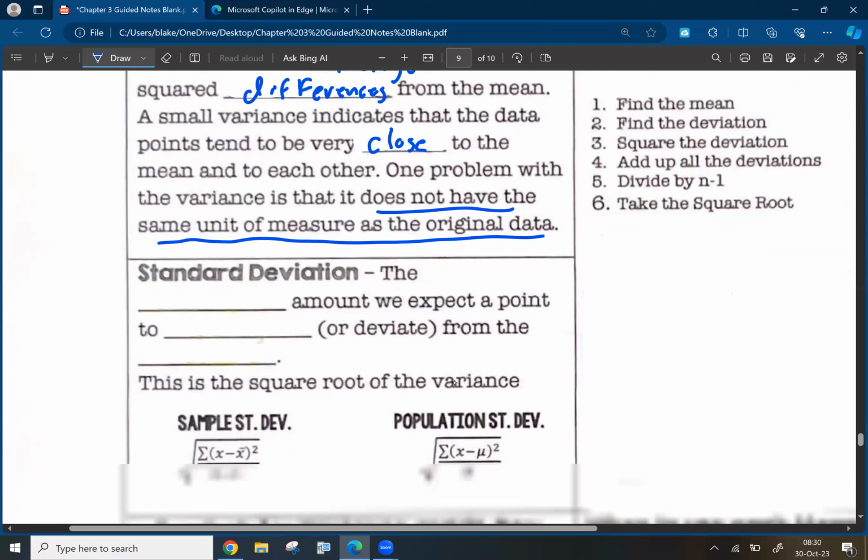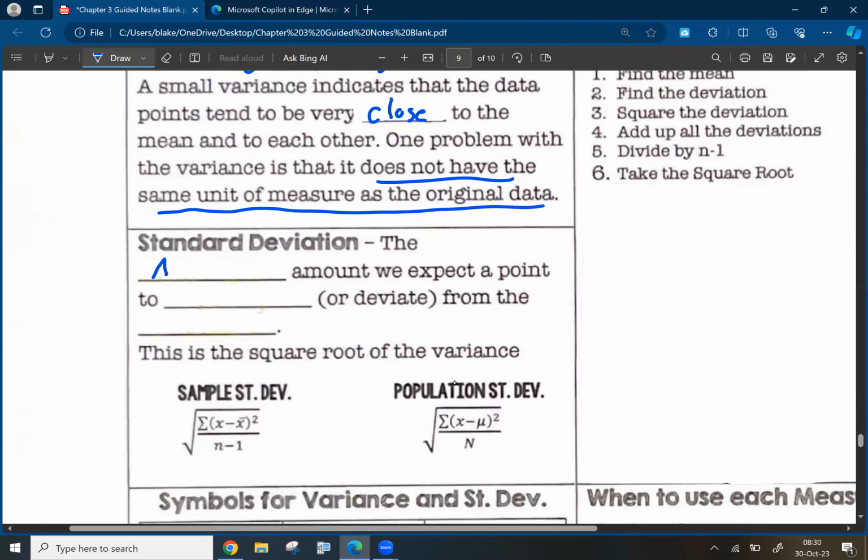Now standard deviation is similar. It's the average amount we expect a point to vary or deviate from the mean.